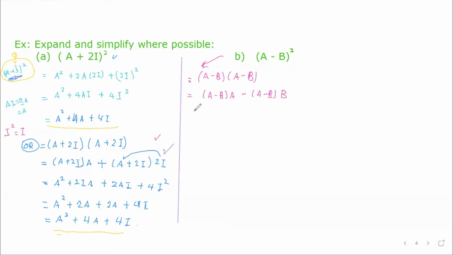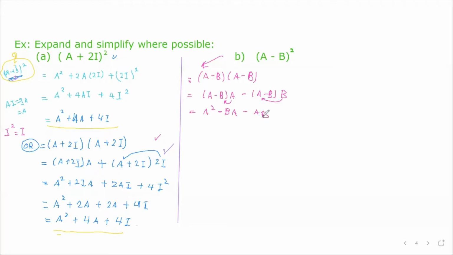Okay, now simplify, A becomes what? A power 2. And this one becomes minus. Don't forget, this A is at the back of the matrix B, so we have to follow the order. B comes first and then BA. Then minus, this one B times here. So it should be minus AB.